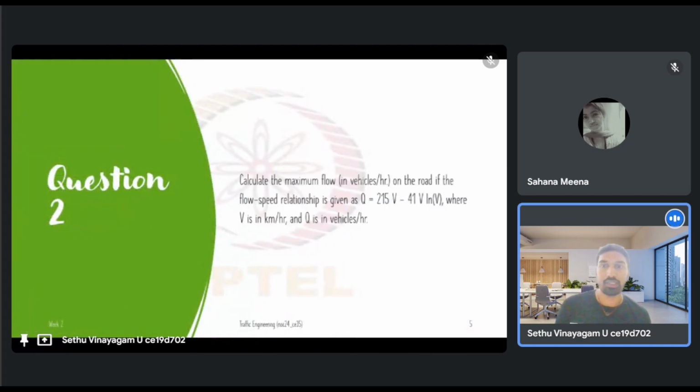Okay, so the second question is to calculate the maximum flow on the road if the flow density relationship is given as given here. Okay, so Q is 215 times V minus 41V log V, where V is in kilometers per hour and Q is in vehicles per hour. So you can use the chat for this. Once you solve it, you can put it in the chat.